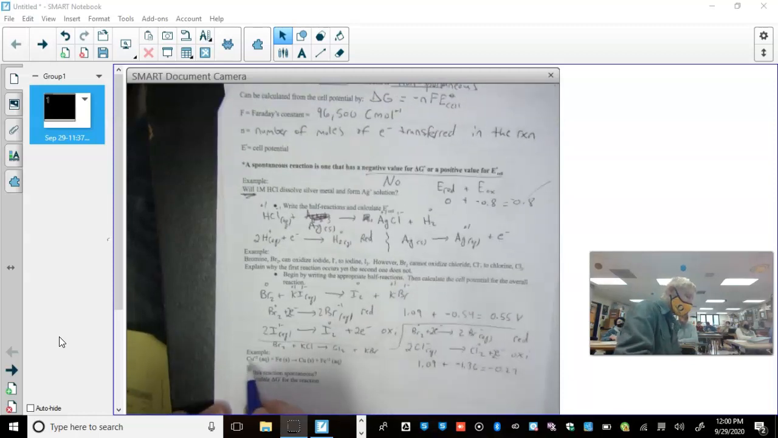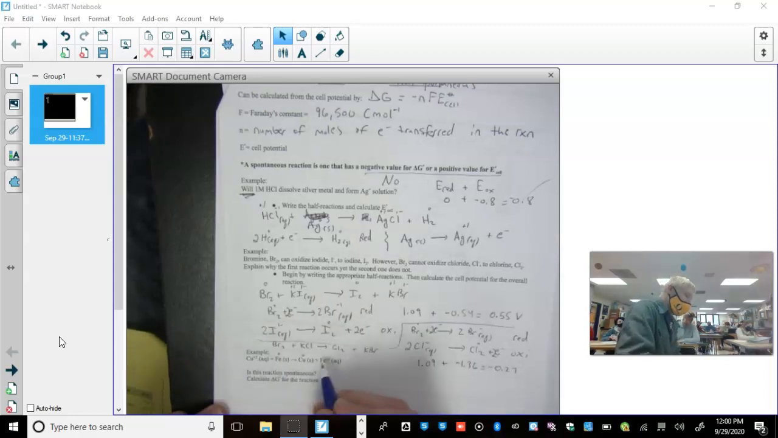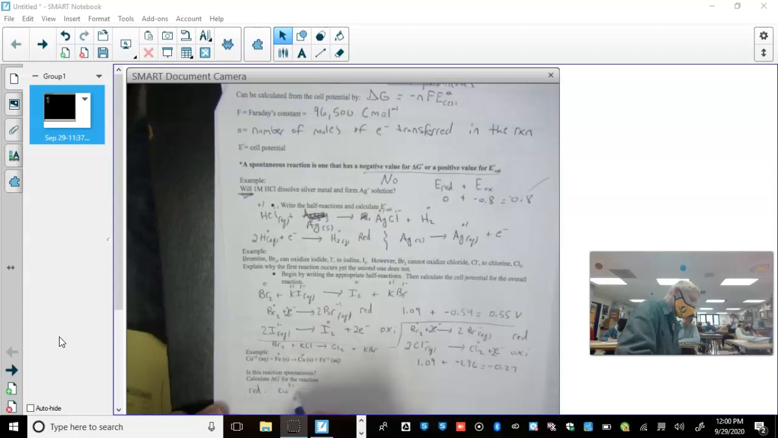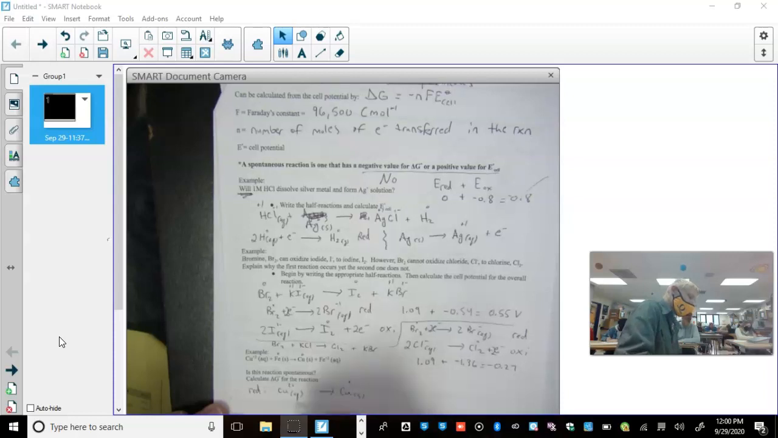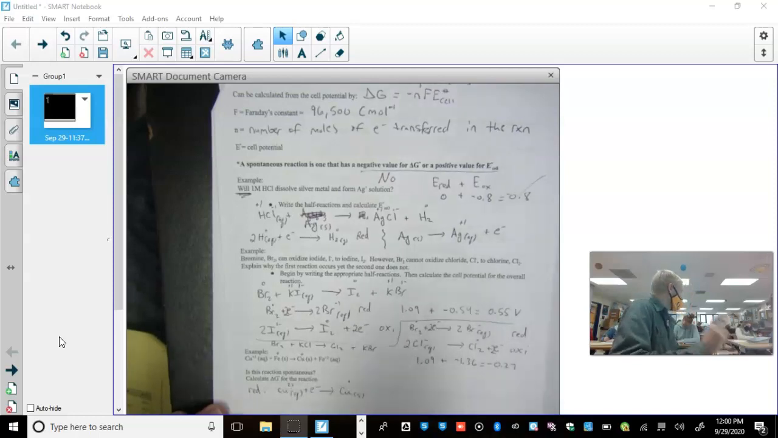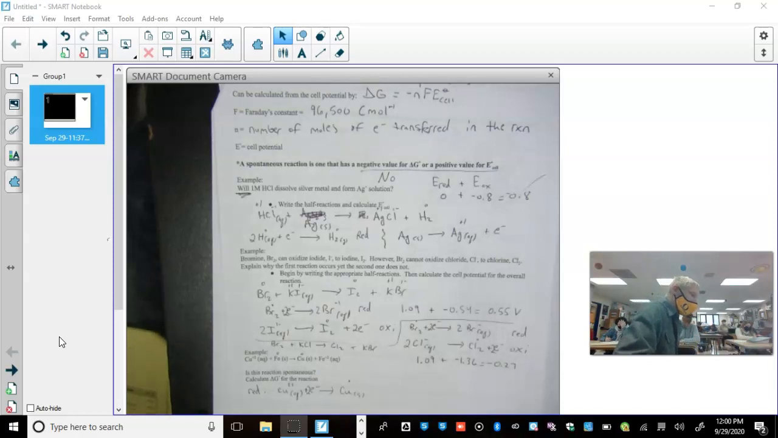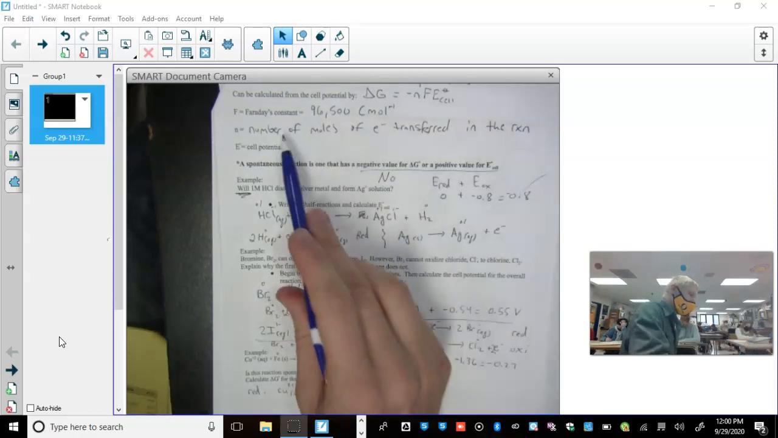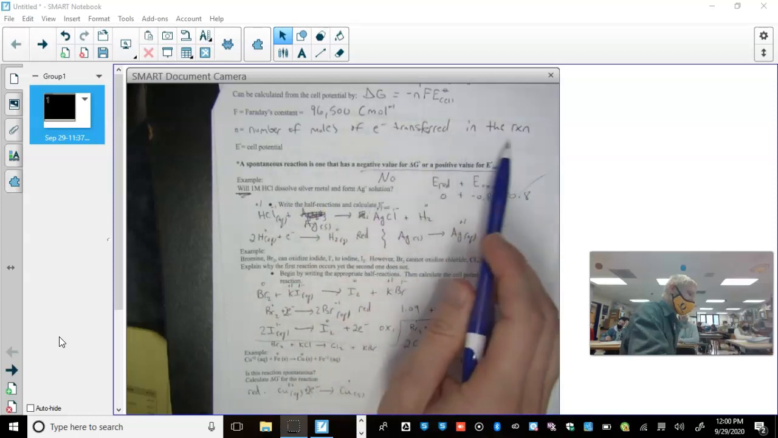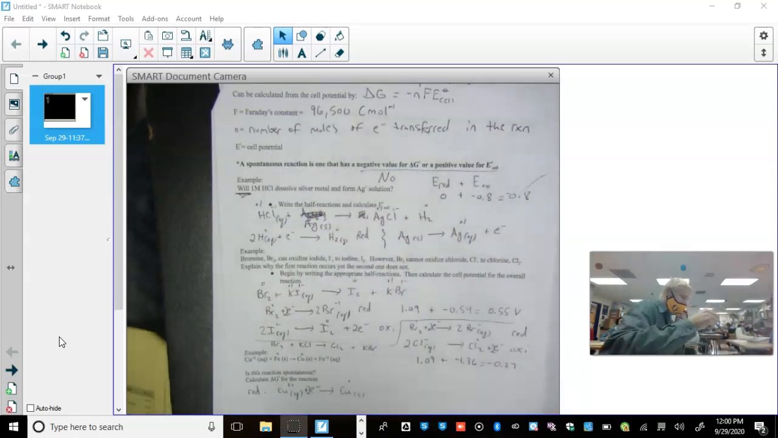That's helpful for me. We got copper 2 plus going to copper 0, iron 0 going to iron 2 plus. So copper is being reduced. So reduction is going to be Cu2 plus aqueous, and then we go copper solid 0. And reduction means we're gaining electrons, and it looks like we're gaining 2 electrons. So I'm going to put a 2 coefficient, number of moles of electrons transferred in the reaction.